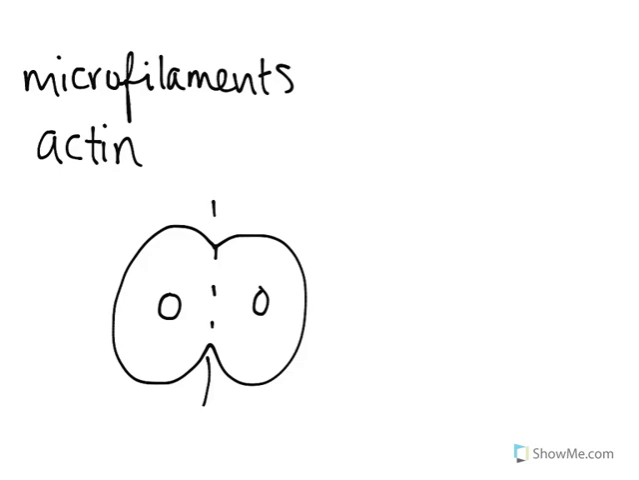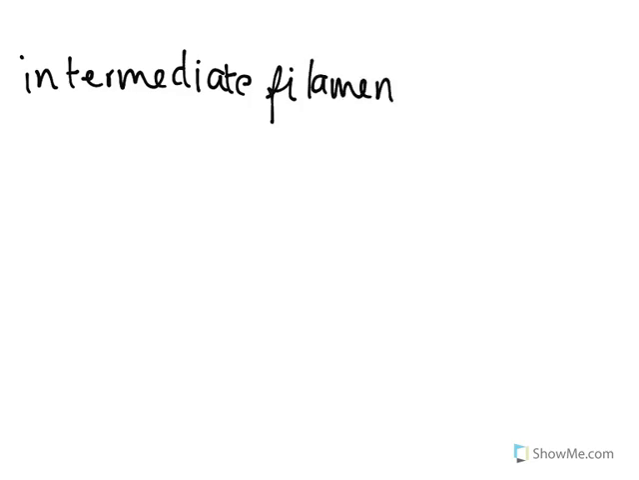And they're just made out of two intertwined strands of actin. So that kind of looks like DNA, but they're just two strands that are twisted together to create microfilaments. And then we're going to look at intermediate filaments. And intermediate filaments are a bit more fibrous, and they're made of proteins that are supercoiled into thicker cables.